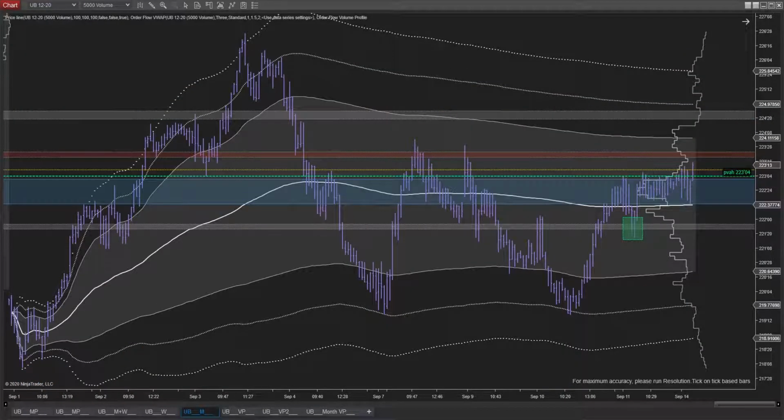The monthly is very rotational in nature, and we've seen a key hold here of that VWAP level, and we're holding above it now currently, so that gives us a little bit of a bullish edge to possibly see a test up into this area here.